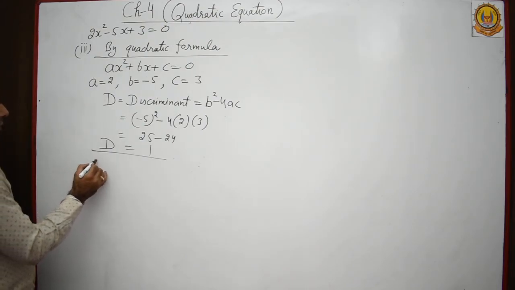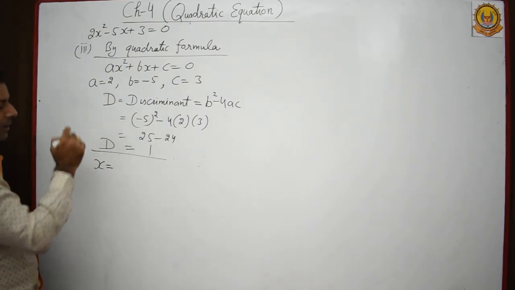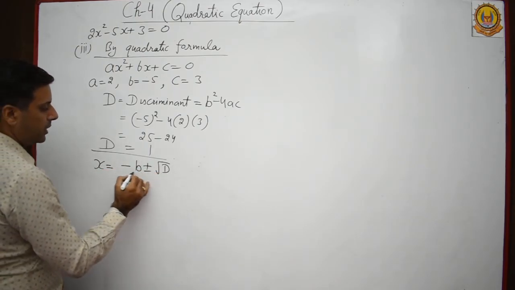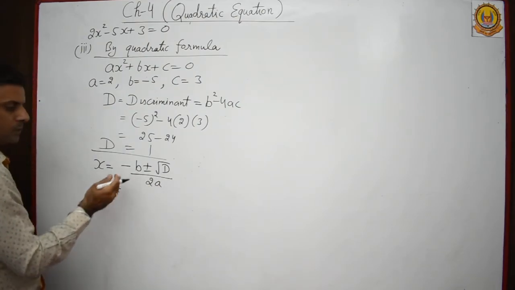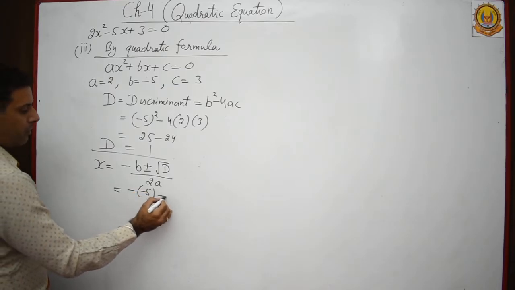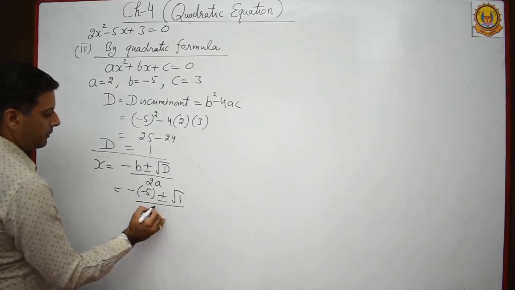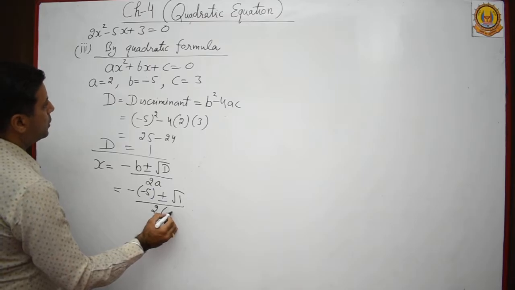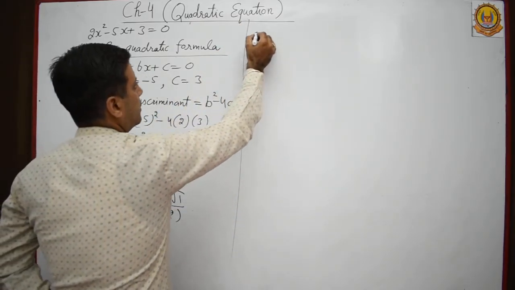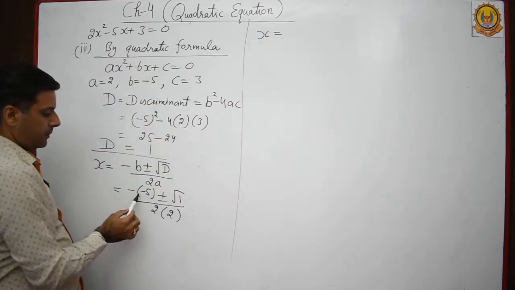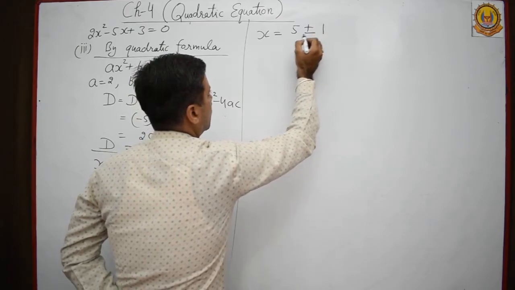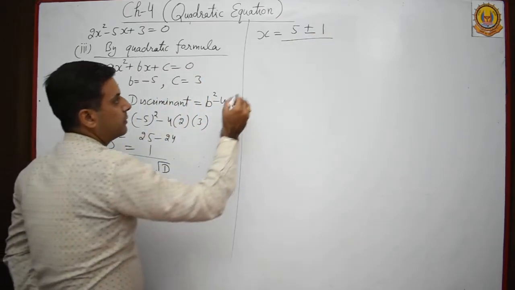Now we have to find out the value of the x variable. So the formula for x is minus b plus minus under root D upon 2a. Now put all these values. The value of b is minus 5, the value of D is 1 and the value of a is equal to 2. After that you have to solve. So this is minus minus plus 5 plus minus under root 1 upon 2 into 2, that is 4.